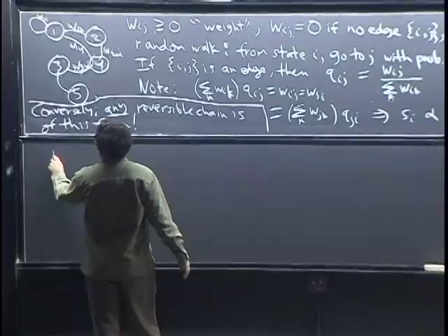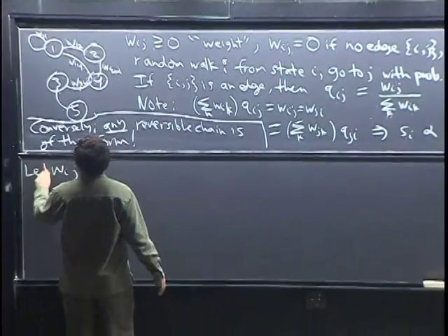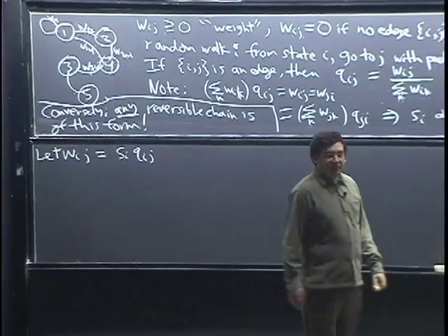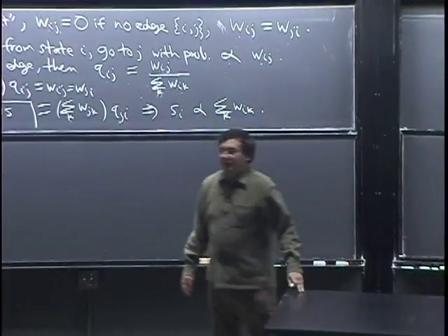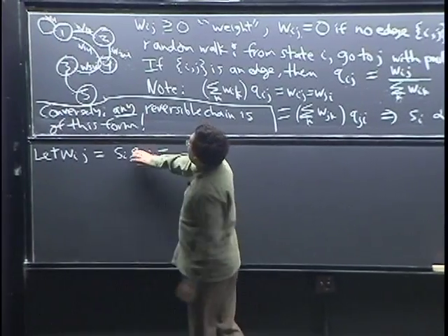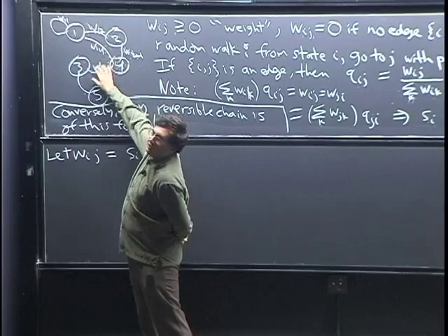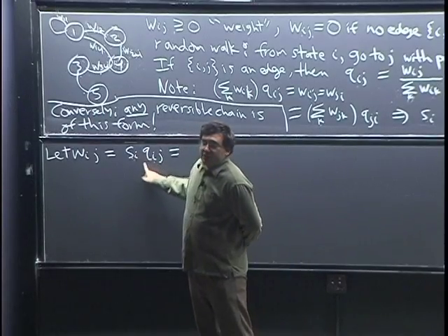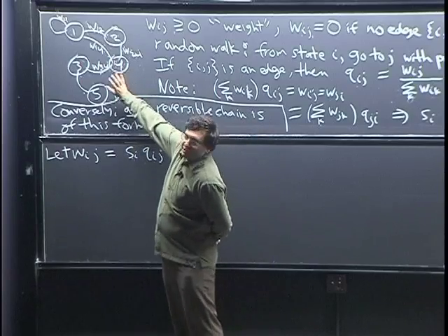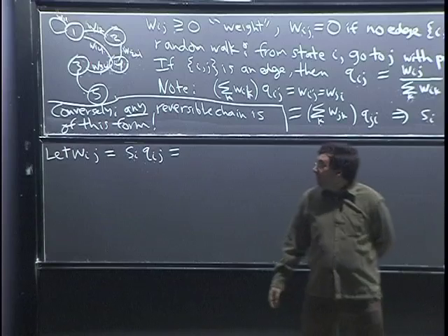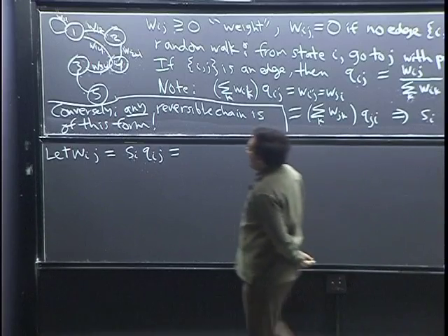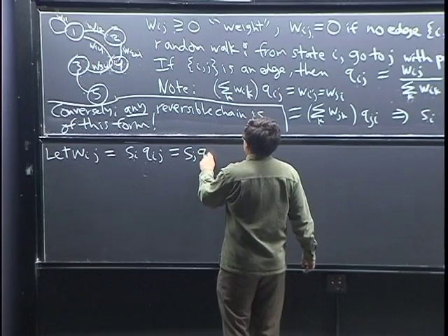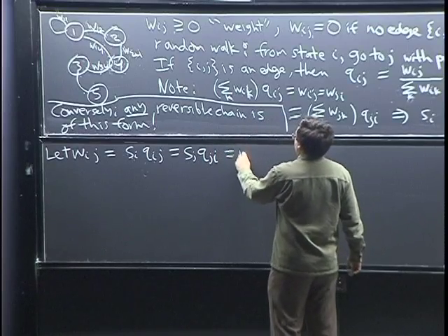So to do that, let's just say, okay, let Wij equal Si Qij. That's the thing that we wanted, right? Right now I'm assuming it's reversible, and I want to show that the Markov chain can be viewed in this way. So I'm assuming we already have the S and the Q, and I want to define the weights such that the Markov chain just is this particular random walk. So if we define the weight ij to be Si Qij, but since it's reversible, that's the same thing as Sj Qji. So that will be our Wji.